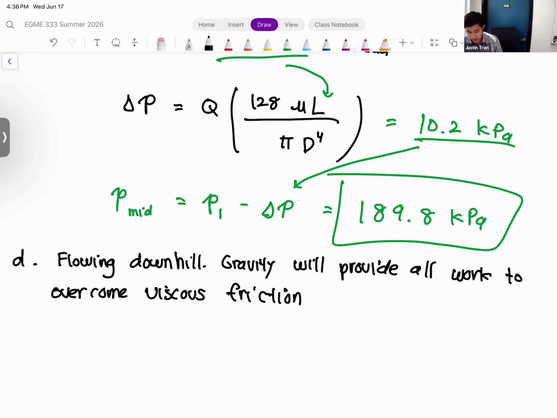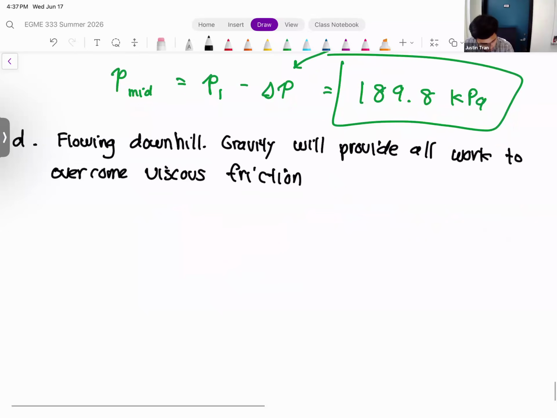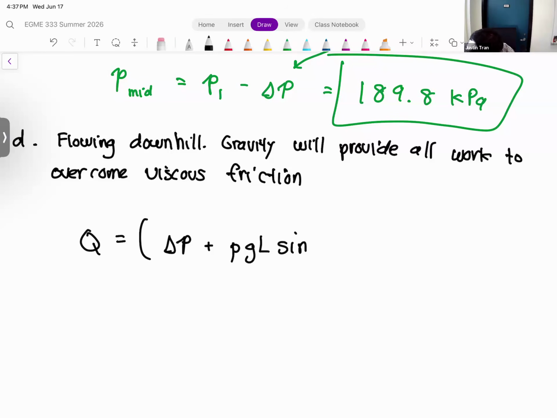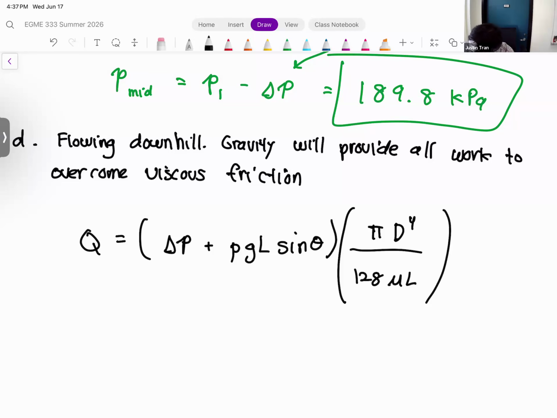So the idea with part D is that if we incline the pipe enough, then the pressure doesn't have to change, or we don't need any pressure drop in order to drive the flow forward at the given flow rate. So for downhill flow, we have our equation for this. We have Q is equal to delta P plus rho times g times L times sine theta, times our other constant here, pi d to the fourth divided by 128 mu times L.